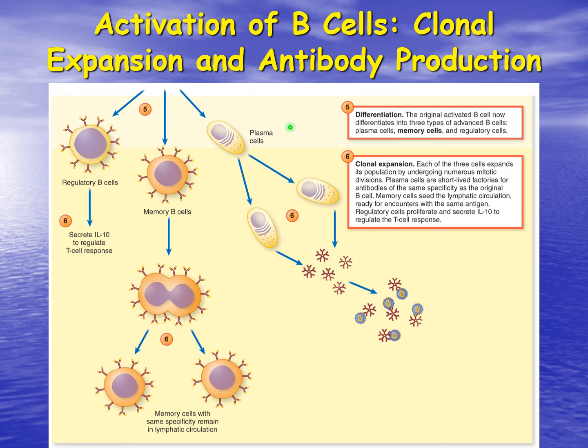Once the B cell is activated, we then see the differentiation into the B memory cells that will remember this, into the active antibody secreting plasma cells, and into some regulatory B cells. Regulatory B cells will secrete interleukin 10 that also helps regulate the T cell response.